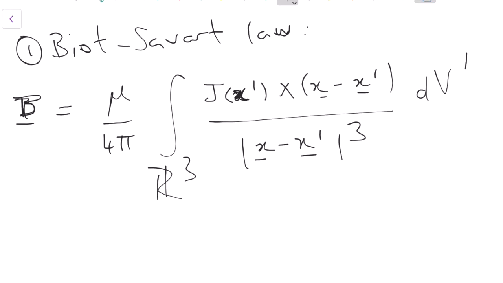And to better understand, let me draw some axes. So x, y, z, and this is our origin. Here you have a rectangle, which is say a current line, which goes like this, j, and this is the vector x prime.